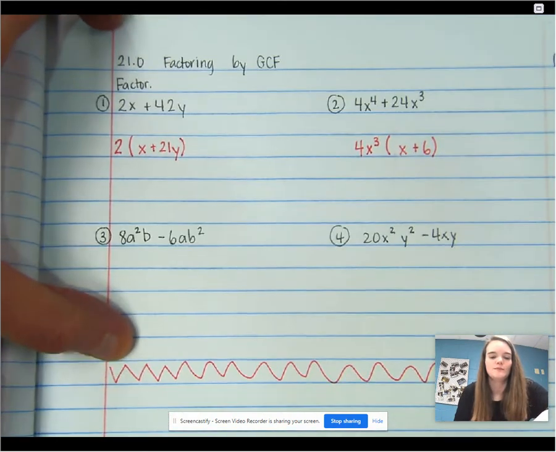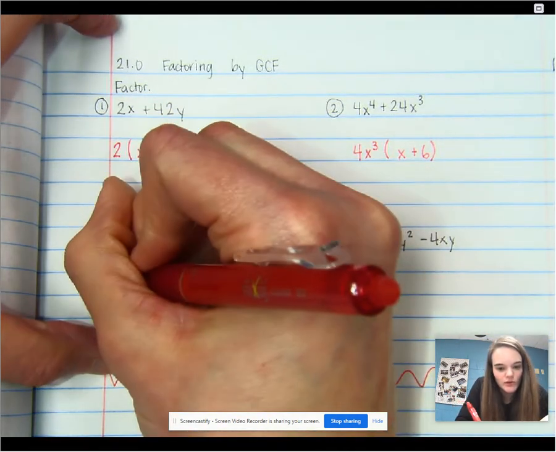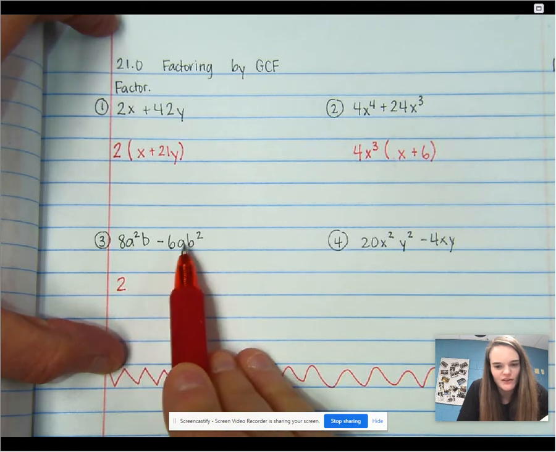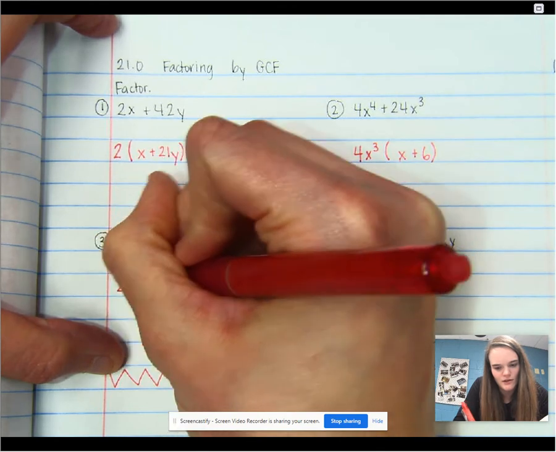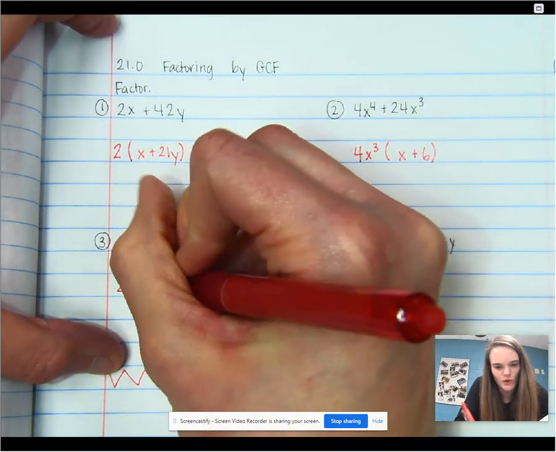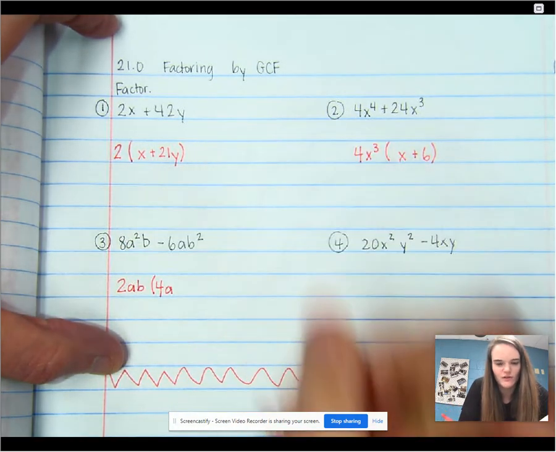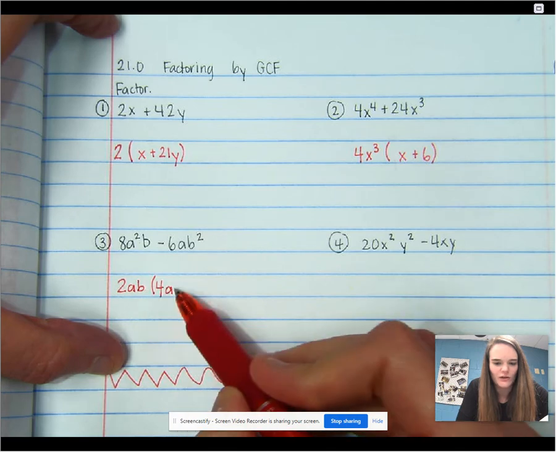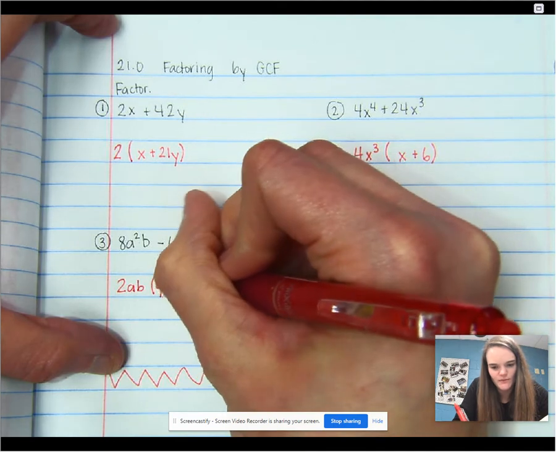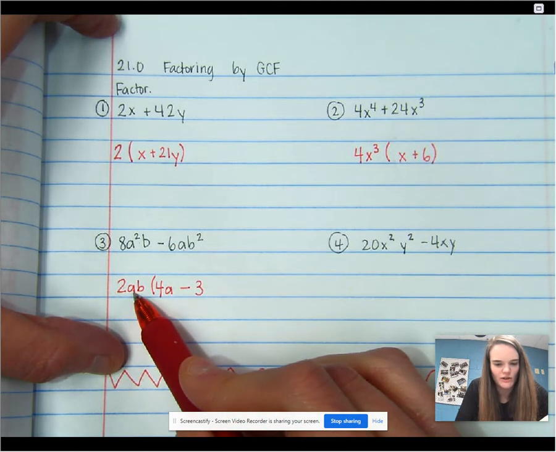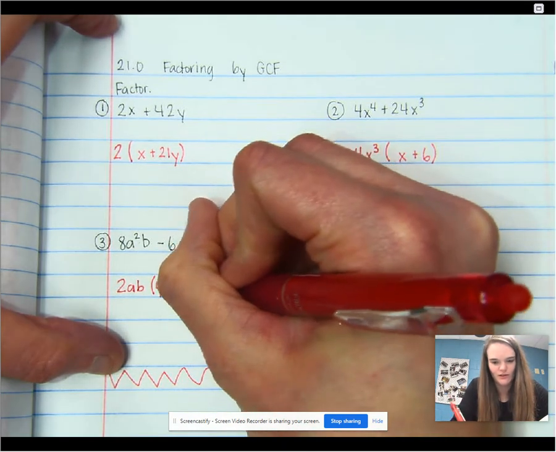Number 3, 8 and 6. We can take out a 2 from both of those. This has an A, this has an A. This has a B, this has a B. 8 divided by 2 is 4. There were 2 A's and I took 1 out, so I still have 1 left. There was 1 B, I took 1 out, so there are none left. Minus. 6 divided by 2 is 3. There was 1 A, I took out 1 A, there are no A's left. There were 2 B's, I took out a B, there is 1 left.